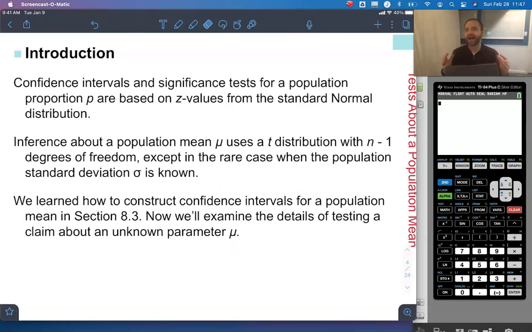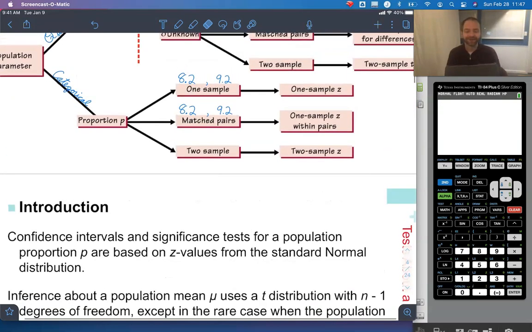So now we're just going to dive right in. This slide is the beginning of your notes packet. Please don't flip back, just listen to me. And the first part of this says that when you're dealing with confidence intervals and significance tests for a population proportion P, you're going to use Z values for the standard normal distribution. Well, that's really saying, if I'm looking at proportions, I'm looking at Z's, that part of the flowchart.